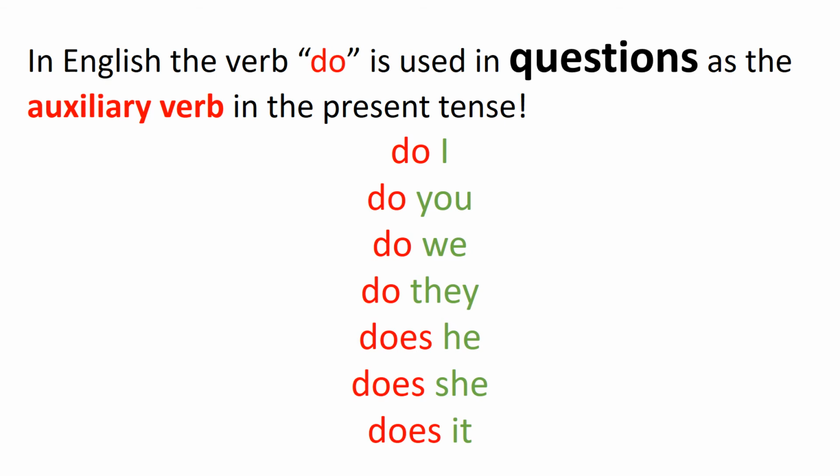Okay, so that's what happens with questions with other verbs, okay? We use an extra verb called an auxiliary verb, okay? But why? Why must we use an auxiliary verb in English? Well, the answer is that auxiliary verbs make English grammar much easier.